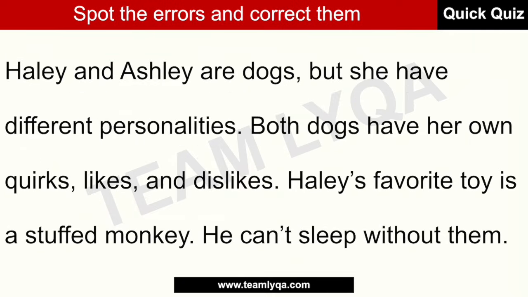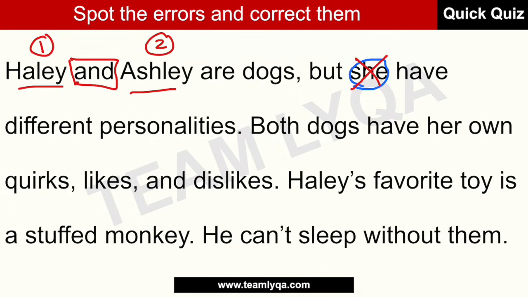So, tingnan natin isa-isa. Lagyan ko lang ng space. It's the same passage. Now, tingnan natin. Hailey and Ashley are dogs, but she, this is our first pronoun na up for contention, she have different personalities. Now, sabi natin, ang clue natin dyan is the word and. Dito join niya yung dalawang antecedent natin, 1 and 2. So, ibig sabihin nun, hindi siya dapat she. Dapat ito ay maging they. But they have different personalities. Okay, so Hailey and Ashley are dogs, but they have different personalities.